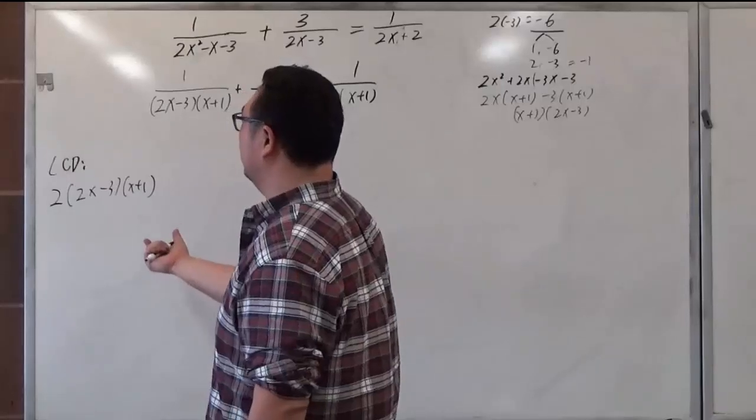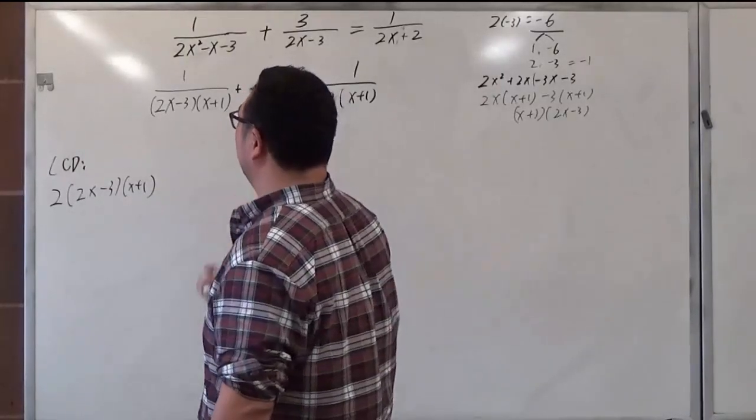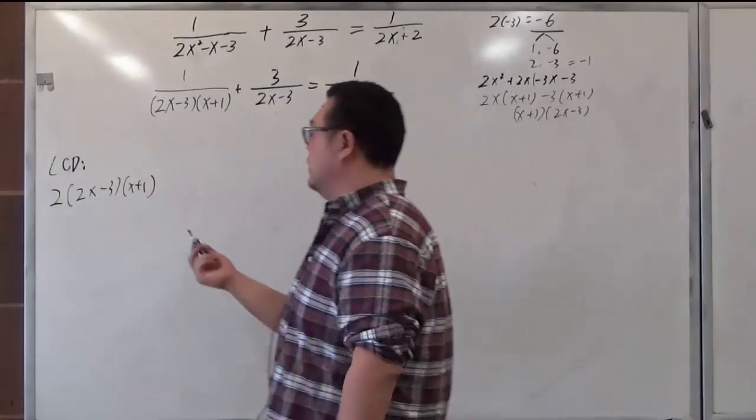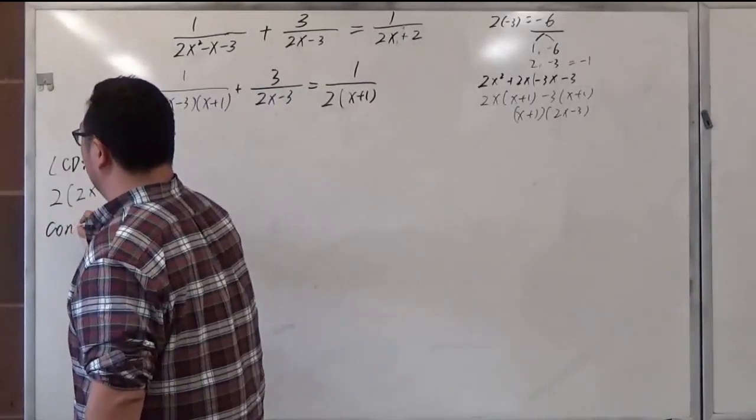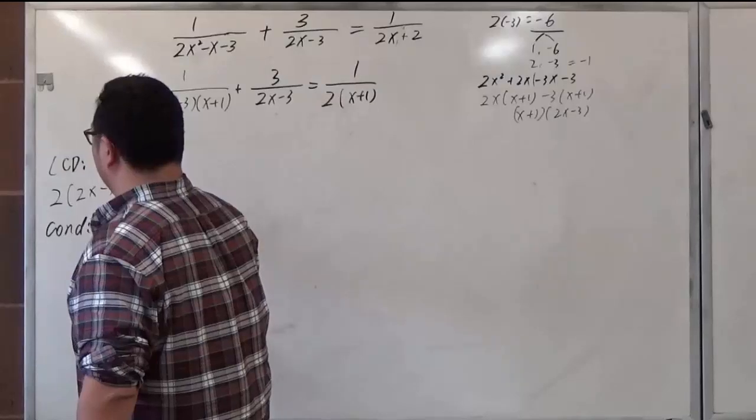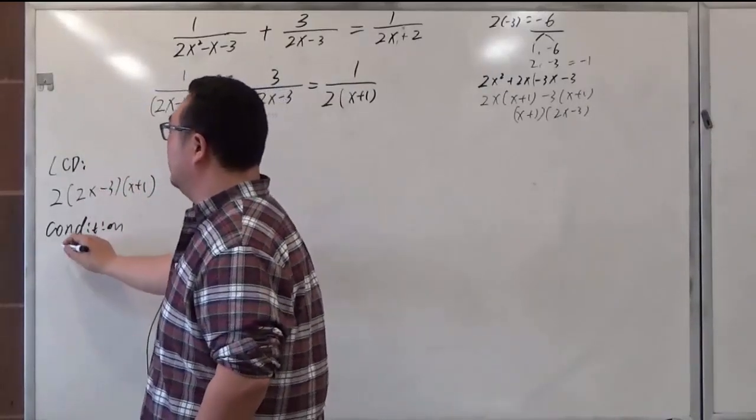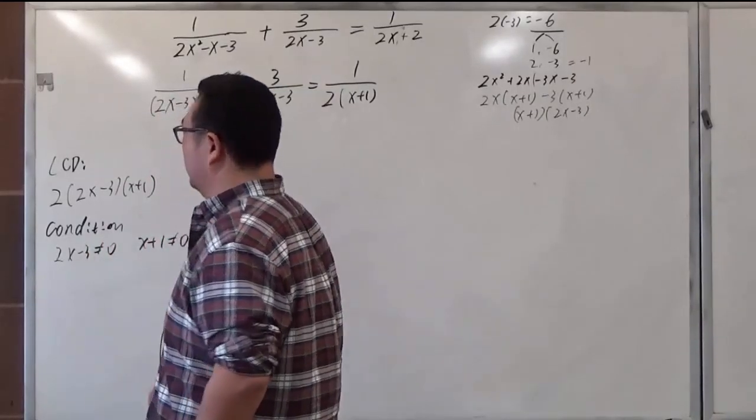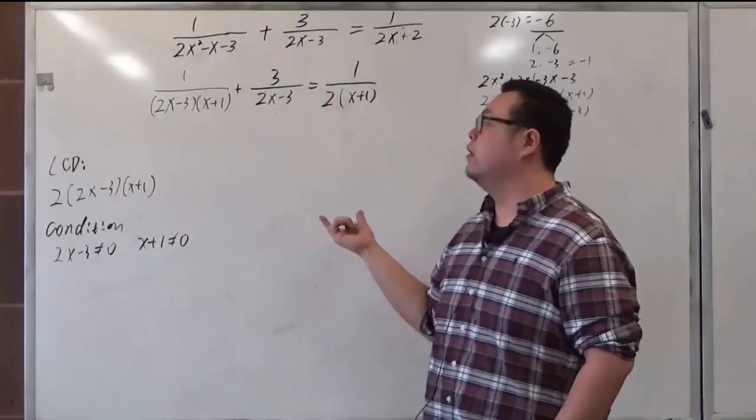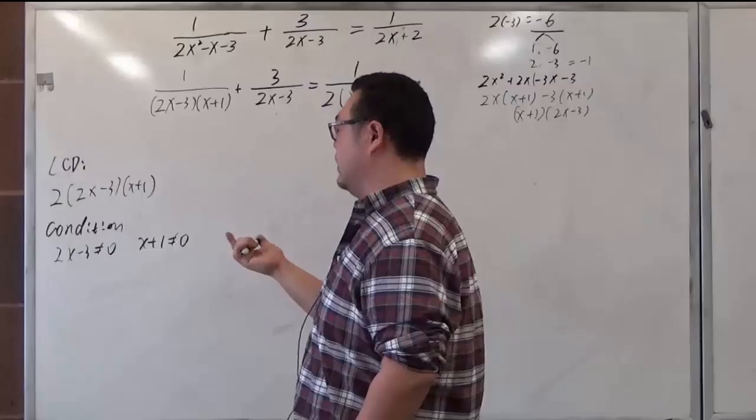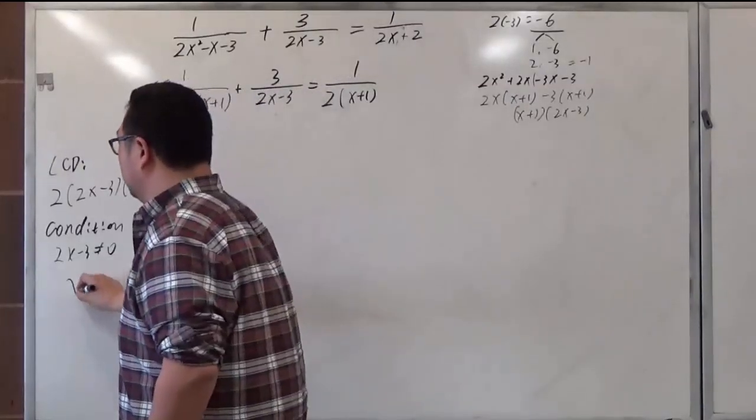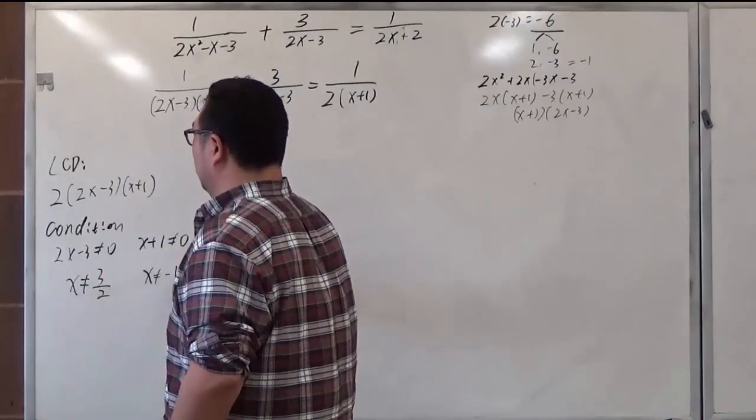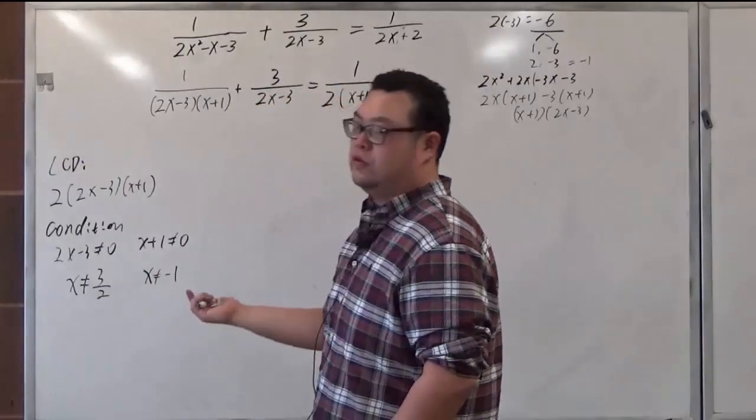What we do is multiply the LCD into every term we have, so the denominators will cancel out. We need to keep in mind the conditions that 2x minus 3 shouldn't equal 0 and x plus 1 won't equal 0, because they are denominators, and when a denominator equals 0 the fraction doesn't hold. So x should not equal 3/2, and x should not equal negative 1. We need to keep those two conditions in mind.